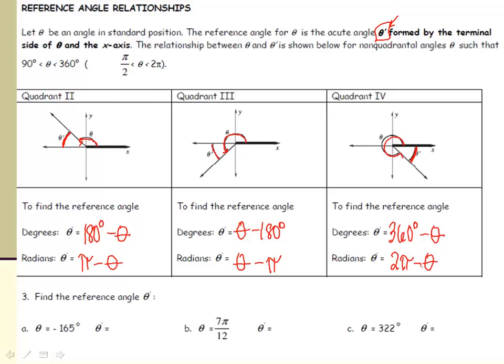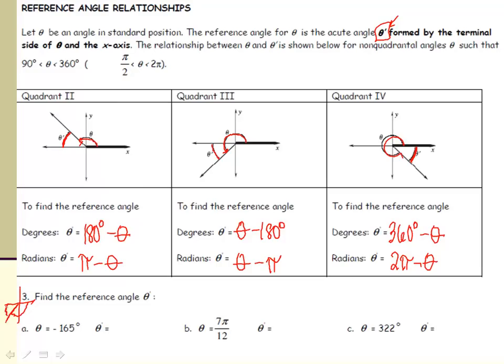So let's do an example up here. Find the reference angle theta. We want the reference angle to negative 165 degrees. If I picture where negative 165 would be, I'm just going to draw a quick sketch here. If I go down here, that'd be negative 90. All the way up would be negative 180. So negative 165 would be somewhere right here. That's in the third quadrant.